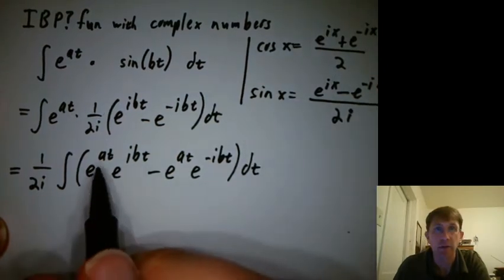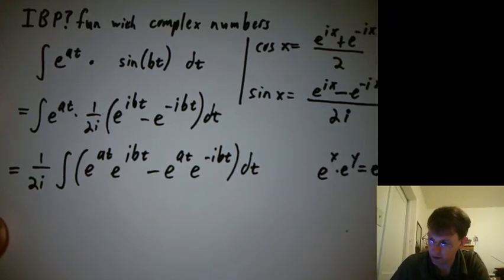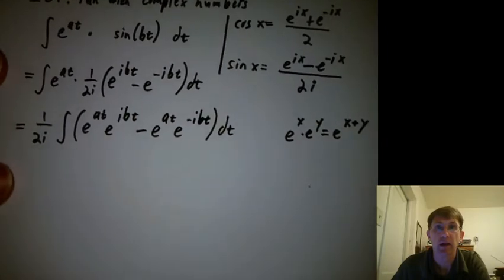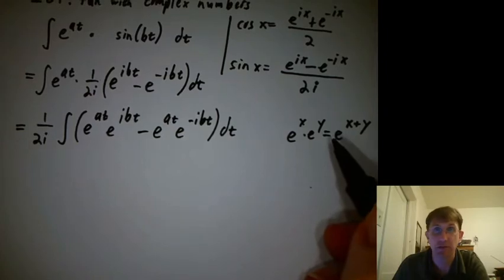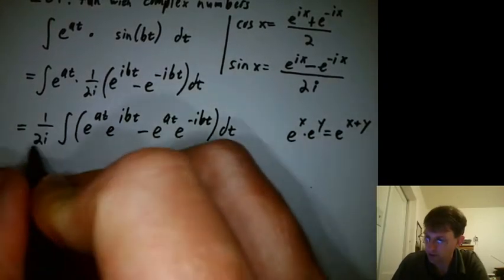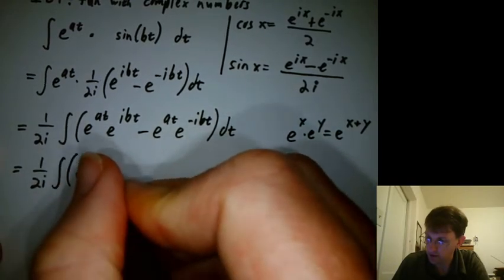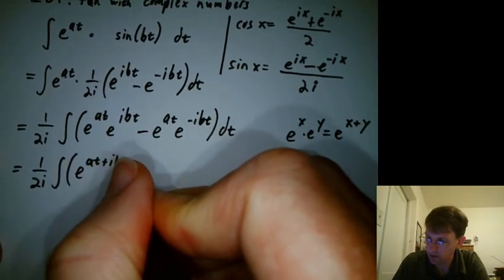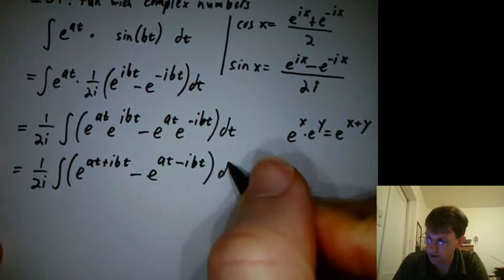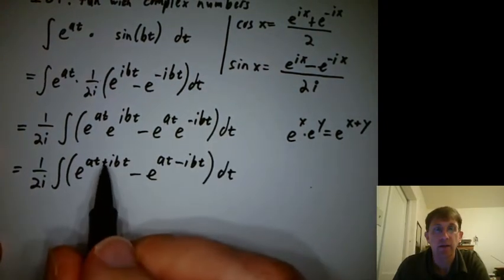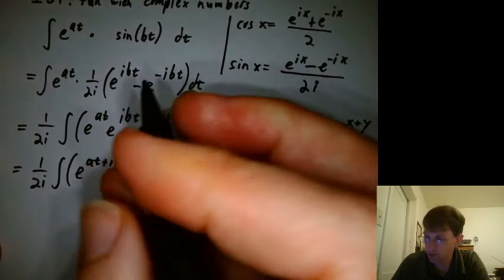And now let's combine this. Remember, e to the x times e to the y is e to the x plus y. That's true for real numbers. It's true for complex numbers. It turns out it's not true for matrices, which is a really interesting story, but we don't have matrices here. So we'll copy that and say e to the at plus ibt, minus e to the at minus ibt, dt. And now we have a t in both parts of this exponent and a t in both parts of that exponent. We can gather like terms.